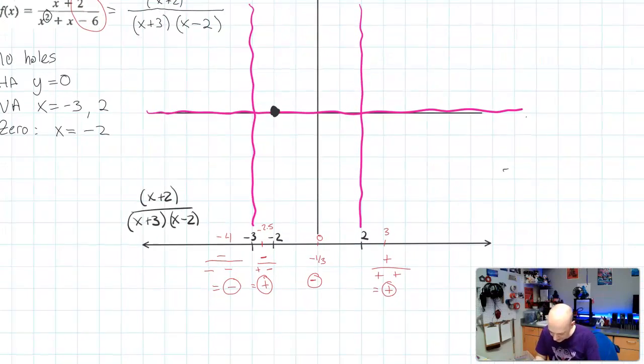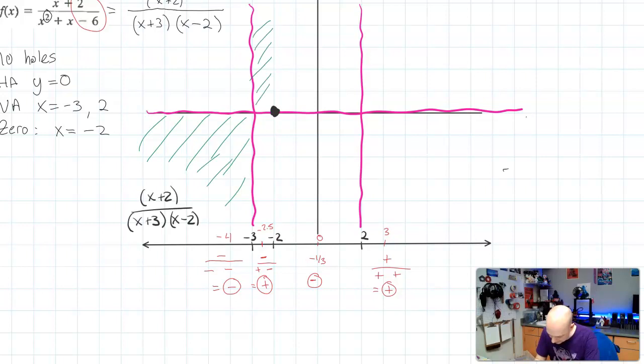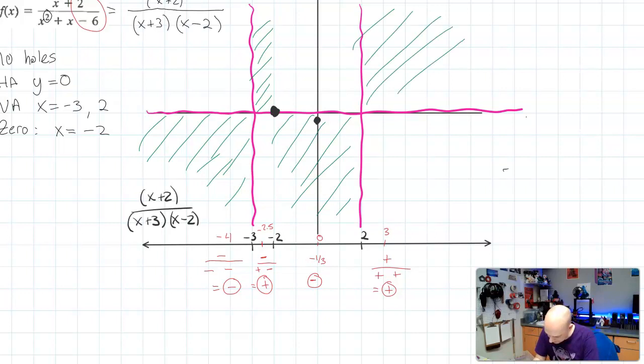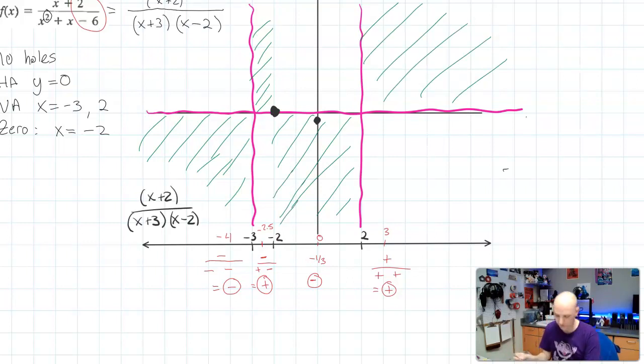So I know from this that the graph needs to start out negative in this region, be positive in this region, negative in this region, specifically hitting negative 1/3 at 0 because I plugged it in and checked, and then positive, to be a little more precise, positive in this region. Okay, that's all the evidence we need to sketch the graph.